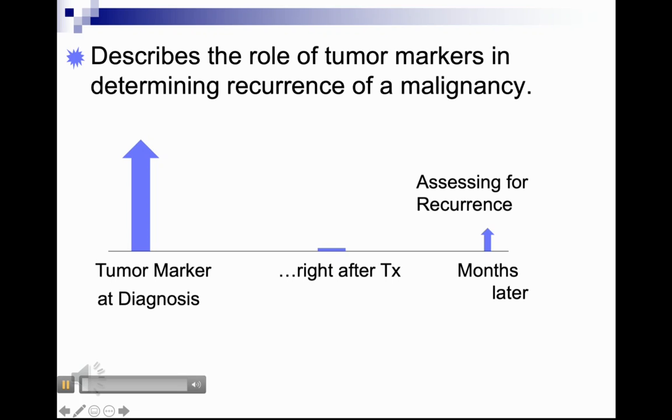Tumor markers are nonspecific and unreliable in diagnosing cancer. However, if the tumor marker was elevated at the time of diagnosis and the person is successfully treated, the tumor marker should drop to 0 or near 0. If the tumor marker starts going up again, it suggests that there are malignant cells somewhere in that person's body producing the tumor marker. So tumor markers may be used to assess for recurrence or return of the disease following treatment.